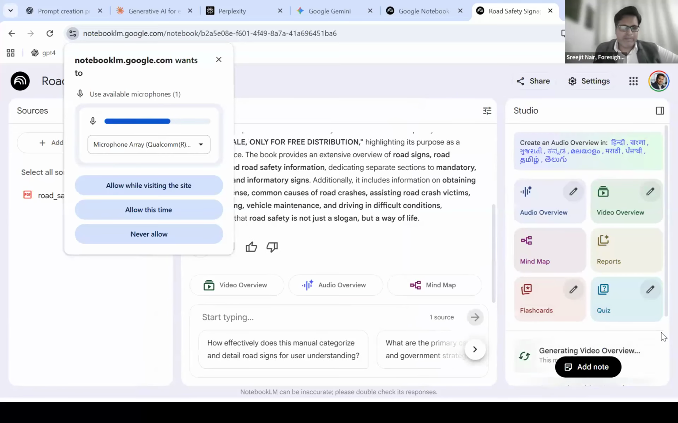So, my apologies. I believe it is my internet. It's showing that it's a bit strained as of now.